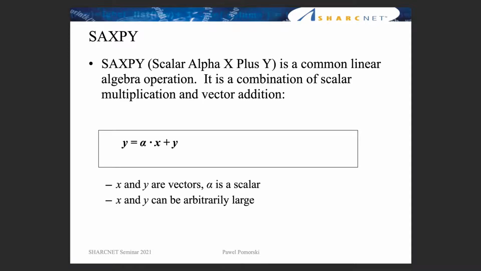So to illustrate all this and to finally see some code, let me start with a very simple example which is used very commonly in this kind of training, and this is SAXPY. This is scalar alpha x plus y. It's a very common linear algebra operation. It's just an addition of 2 vectors with 1 vector multiplied by a scalar. So alpha is a scalar. We multiply each element of vector x by that scalar. Then we add vector y. This is an element-wise addition, and this results in a new vector y.